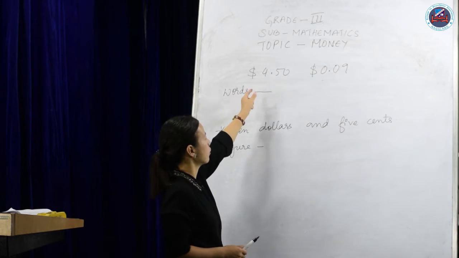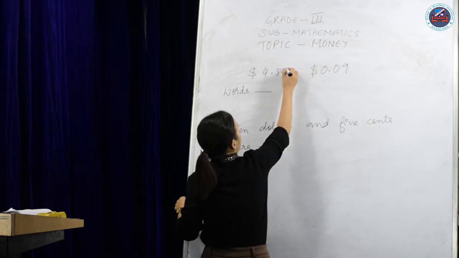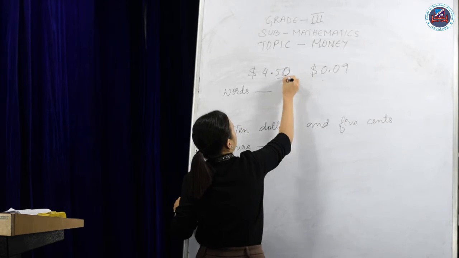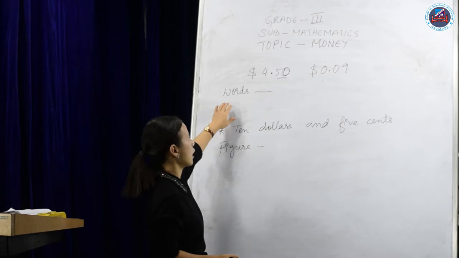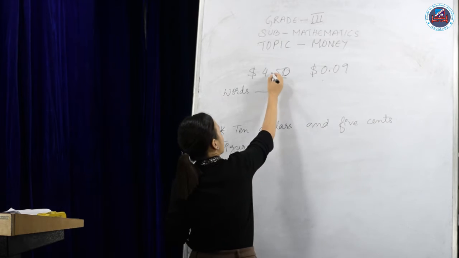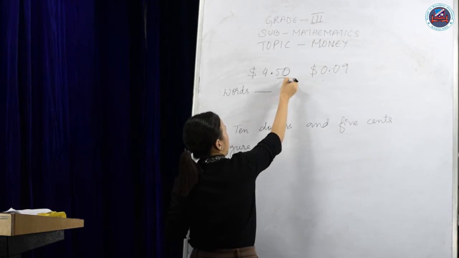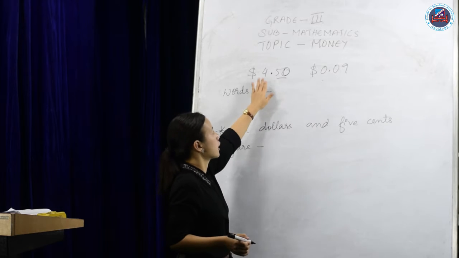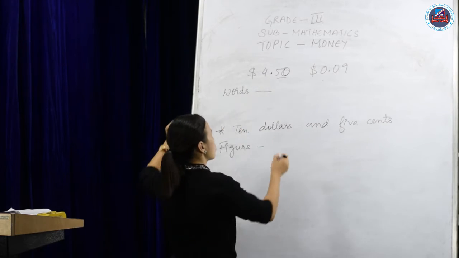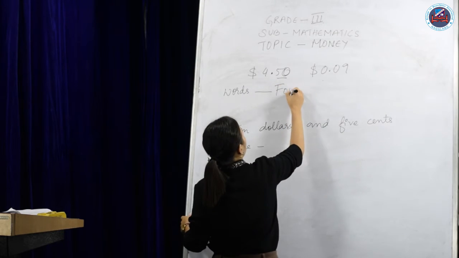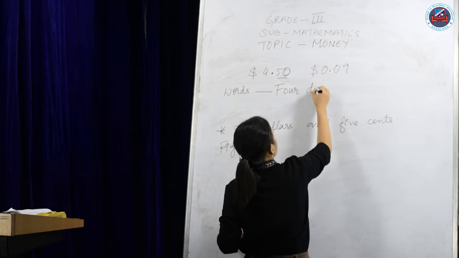Here we have an example. The amount given is $4.50. So how do we change it into words? Now we know that this point separates the amount into dollars and cents, right? So the dollars is 4, so we write 4, F-O-U-R, dollars.